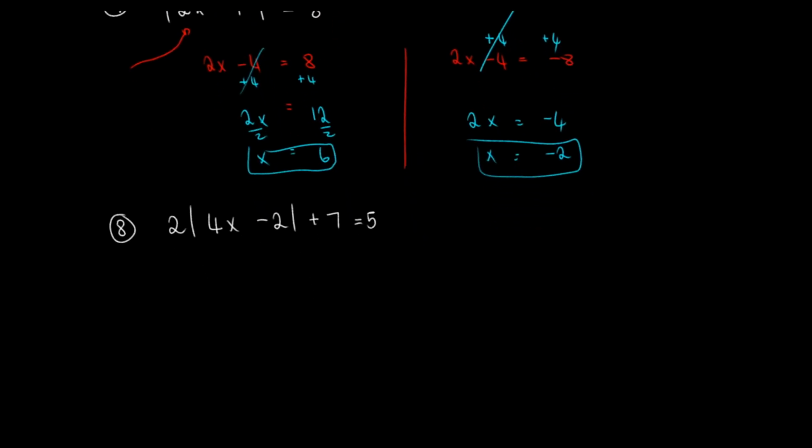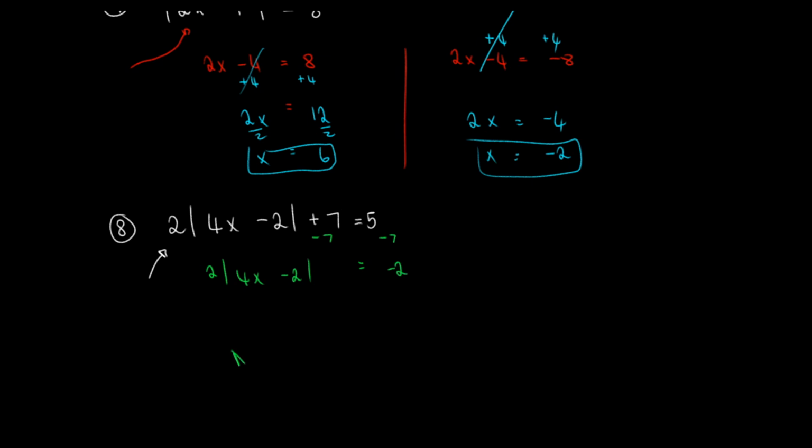Let's do one more. Now we have a multiplication in front of my absolute value. How do we approach these types of questions? First, I'm going to subtract 7 on both sides. So we have 2 multiplied by the absolute value of 4x minus 2, and in this case I have negative 2.